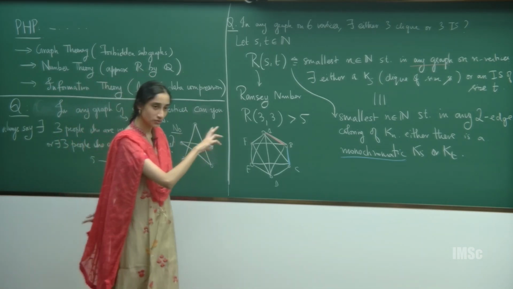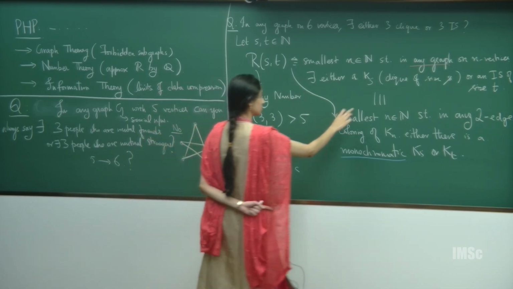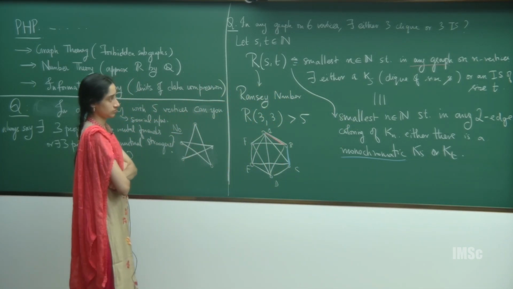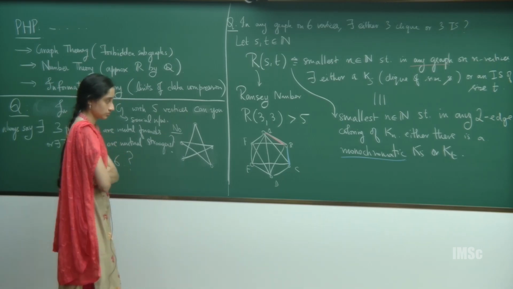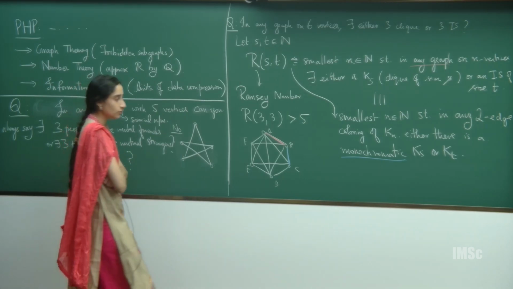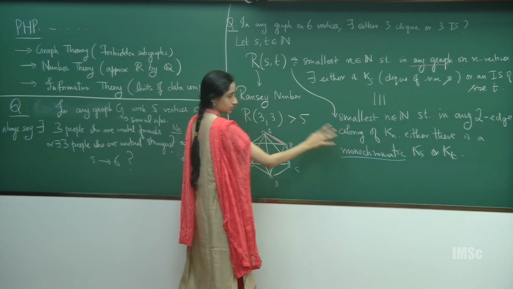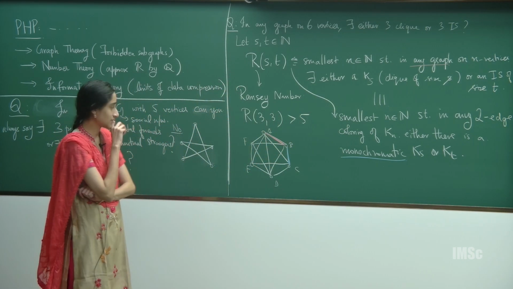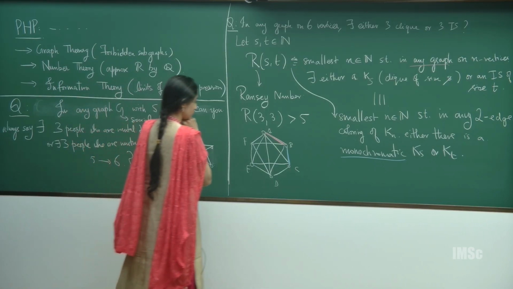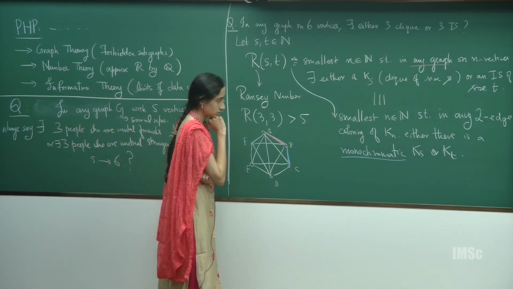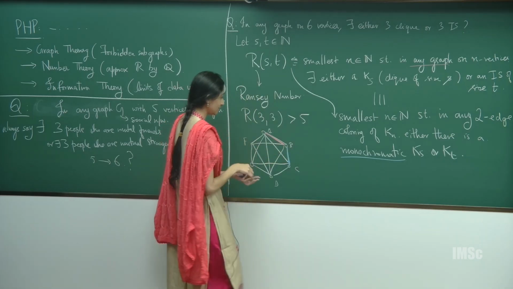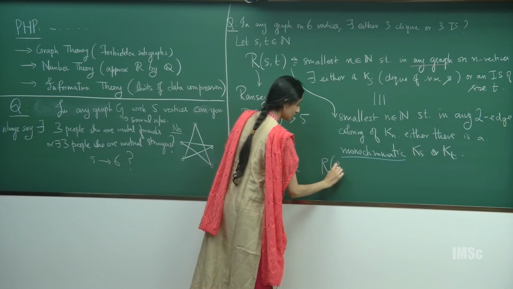Maybe you should take 2 seconds to figure out why these two things are equivalent here. So instead of using this language, we will use this language. I mean, you can choose to do either of them. I chose to do coloring. So in this language, what would you mean by R3, 3?